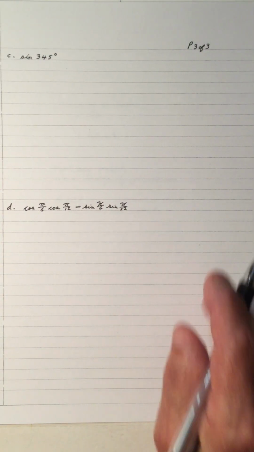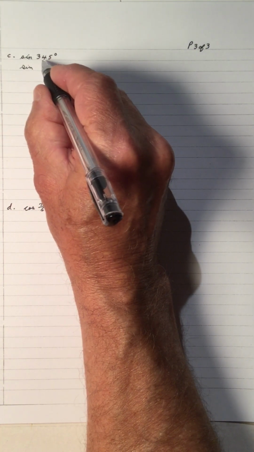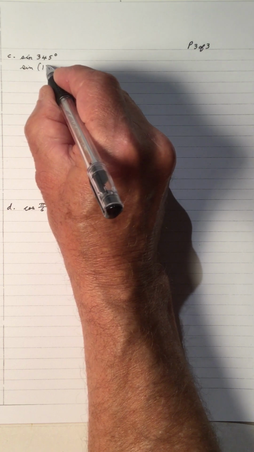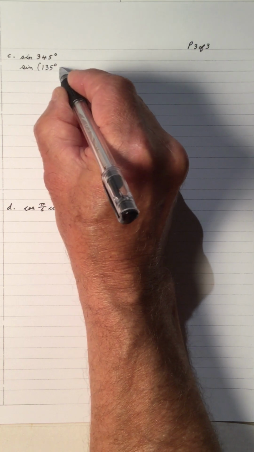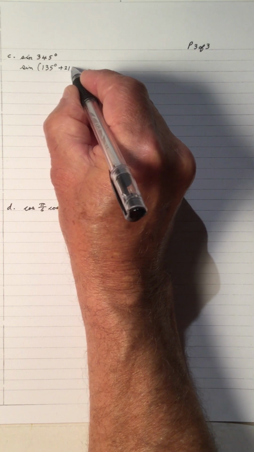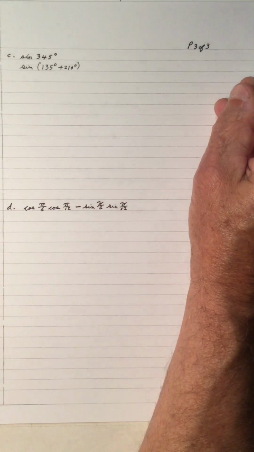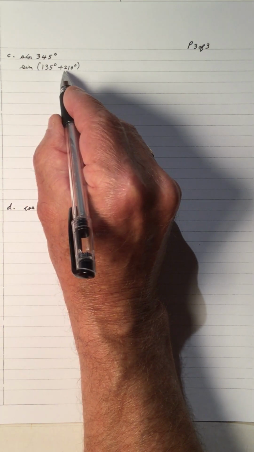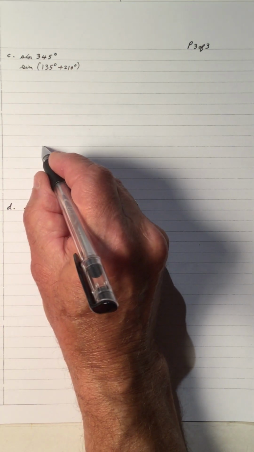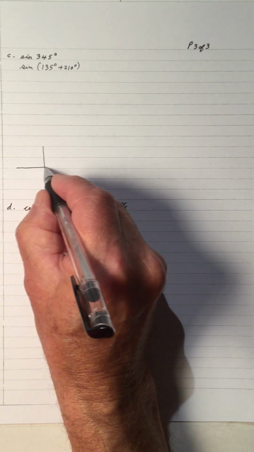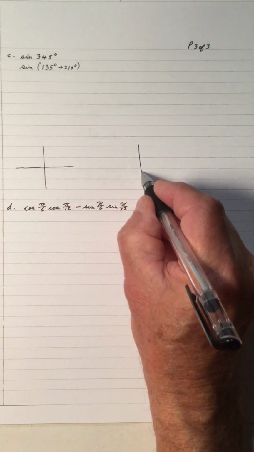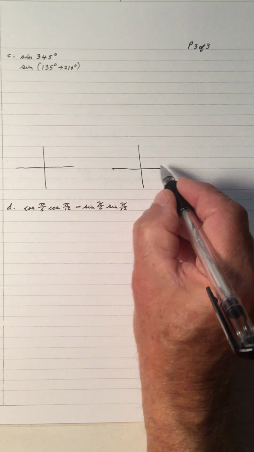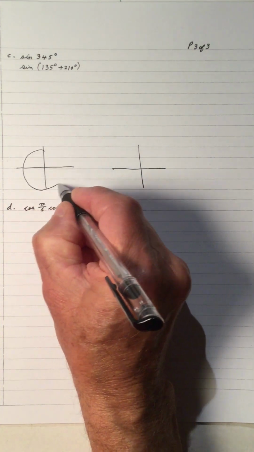What about the sine of 345? Well, we need the addition or the subtraction of some angles. So 345 is 135 plus 210. So add them up and you get 345. Now let's work out each of these. I'll draw them down here. And here's the circle.